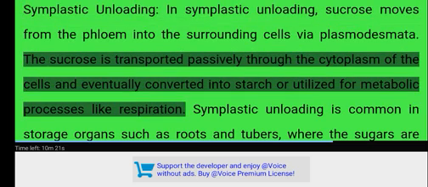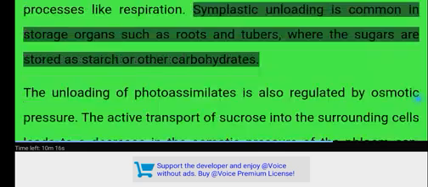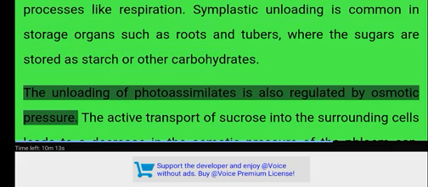The sucrose is transported passively through the cytoplasm of the cells and eventually converted into starch or utilized for metabolic processes like respiration. Symplastic unloading is common in storage organs such as roots and tubers, where the sugar is stored as starch or other carbohydrates. The unloading of photosynthates is also regulated by osmotic pressure.